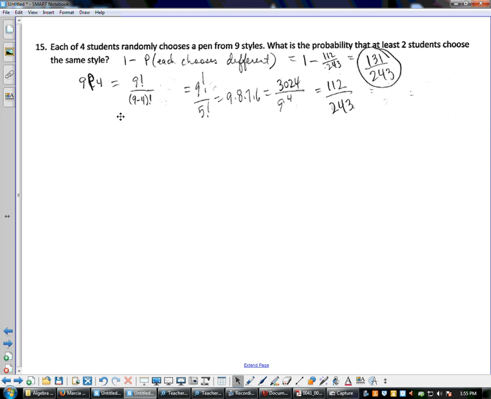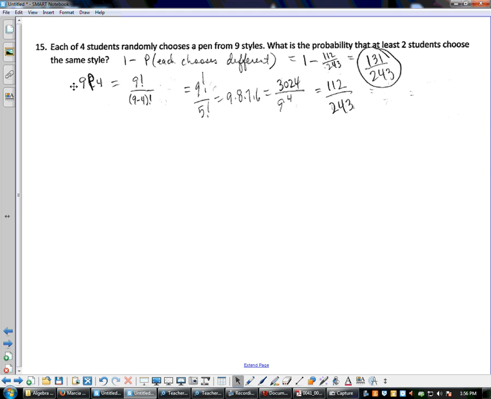Here's number 15. Each of 4 students randomly chooses a pen from 9 styles. What is the probability that at least 2 students choose the same style? Well, remember, we want to find the probability that at least 2 students choose the same. That's the complement of each choosing a different style. So let's do the complement formula, which is 1 minus the probability that they each choose a different one, and let's actually figure out the probability that they each choose a different one.